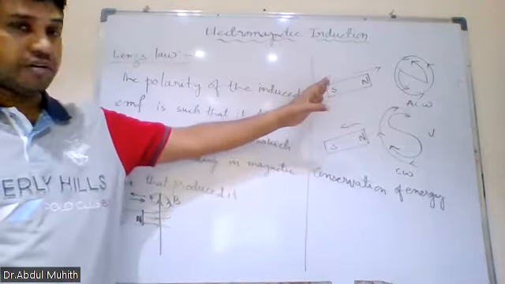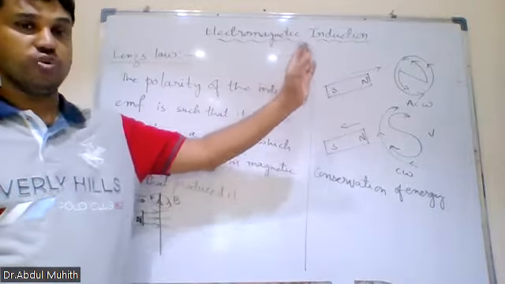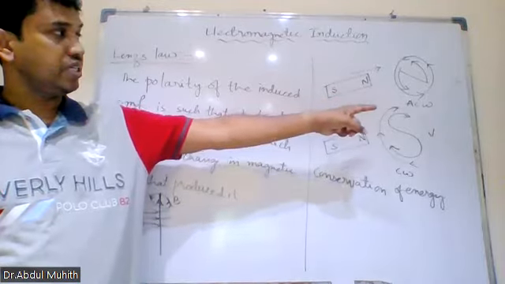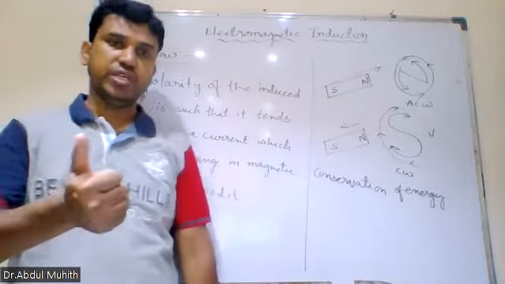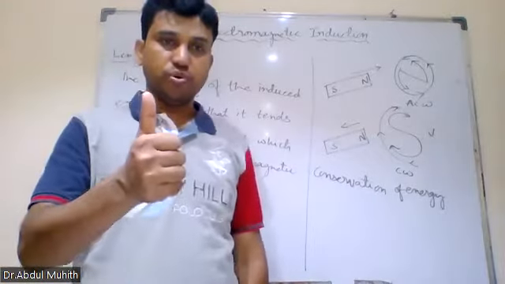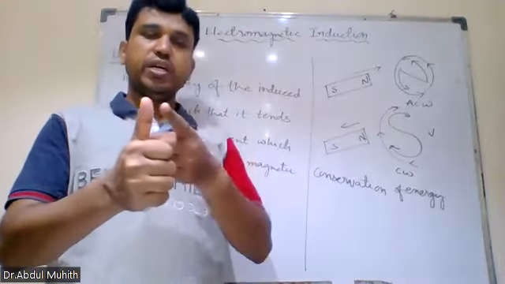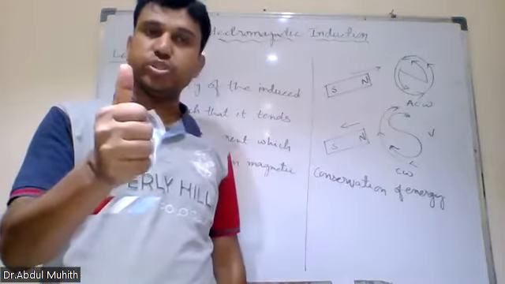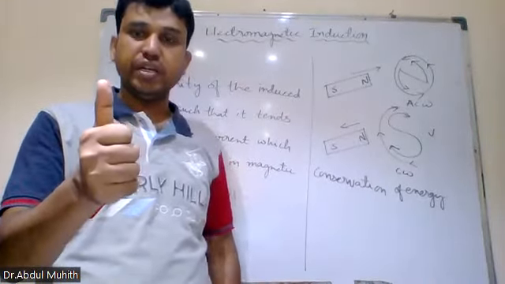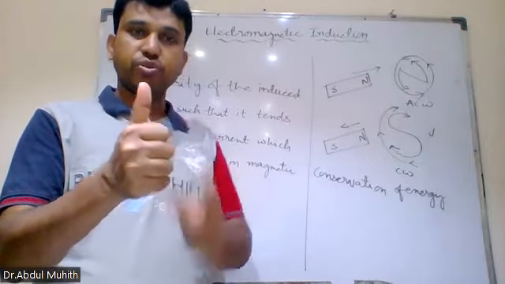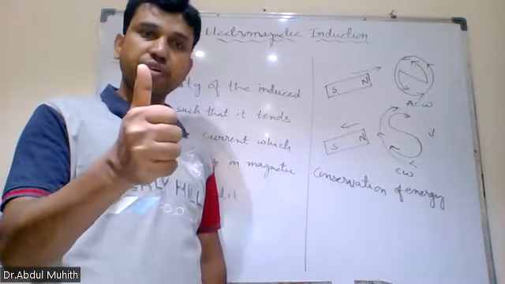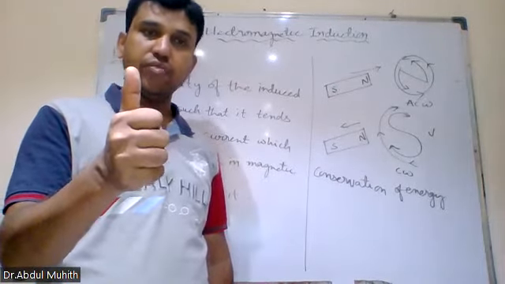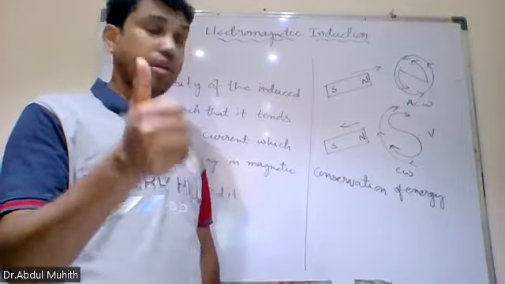Suppose a north pole of the magnet is moving towards a coil, what happens? Current is induced in the anti-clockwise direction and a north pole is formed. Simple way. See here, I am taking the right hand thumb rule. What it says is, if the thumb indicates the direction of the current, then the curled fingers show the direction of the magnetic field.